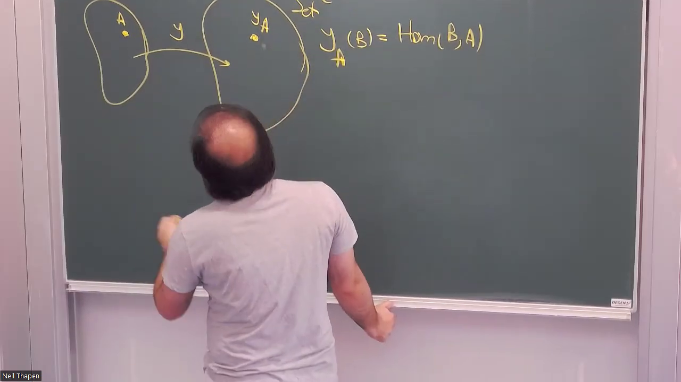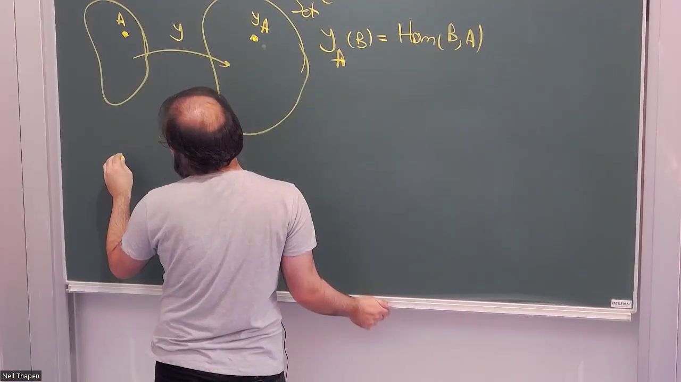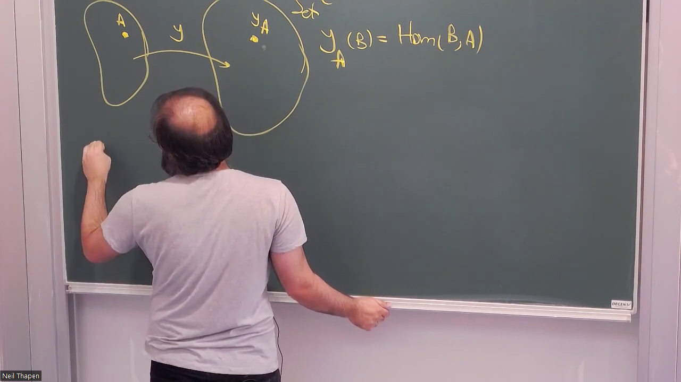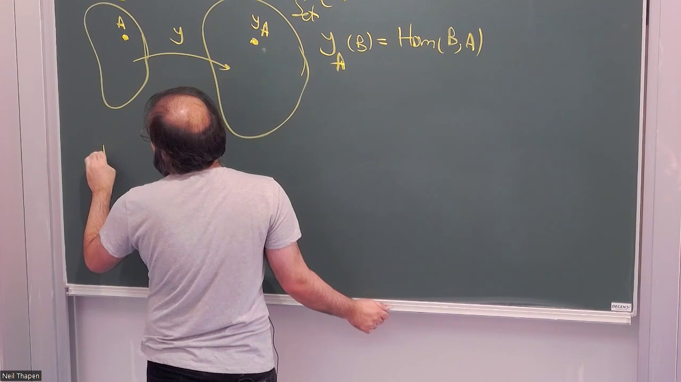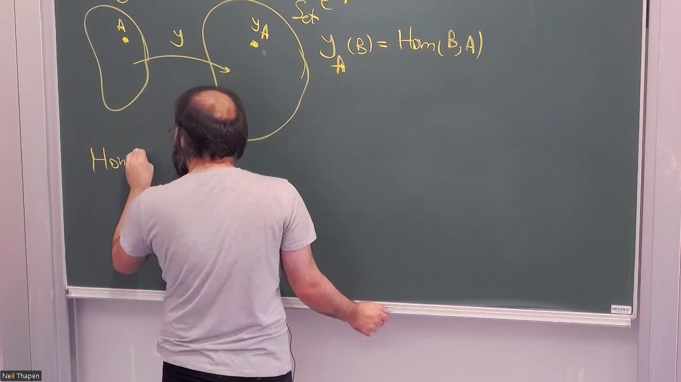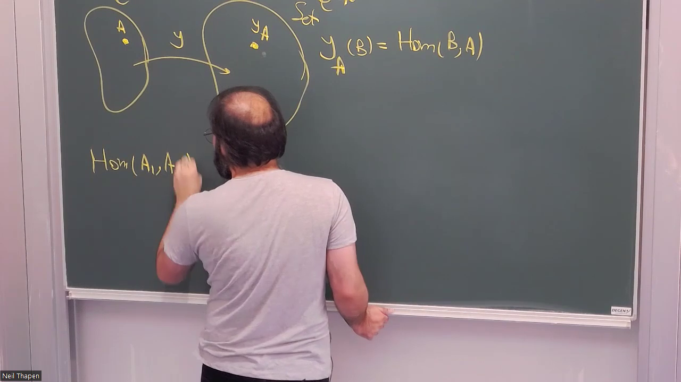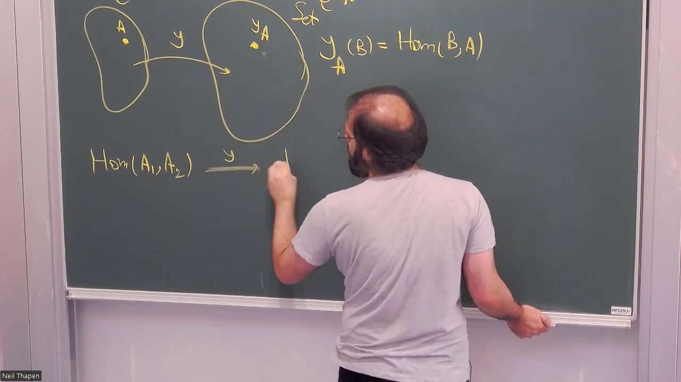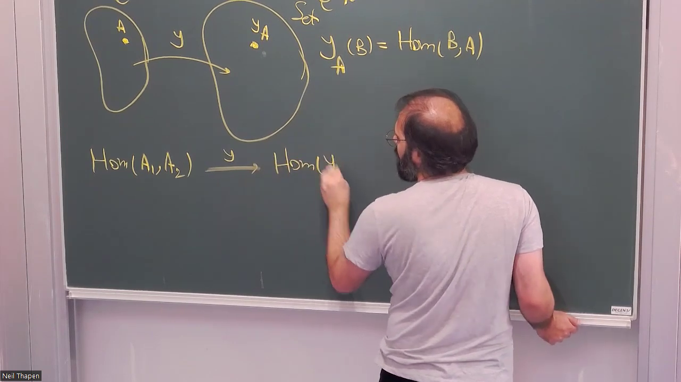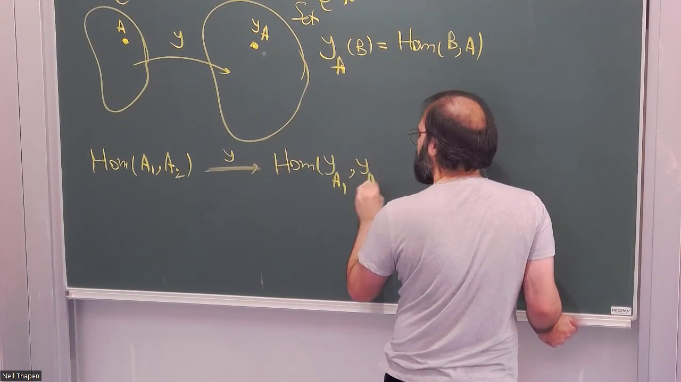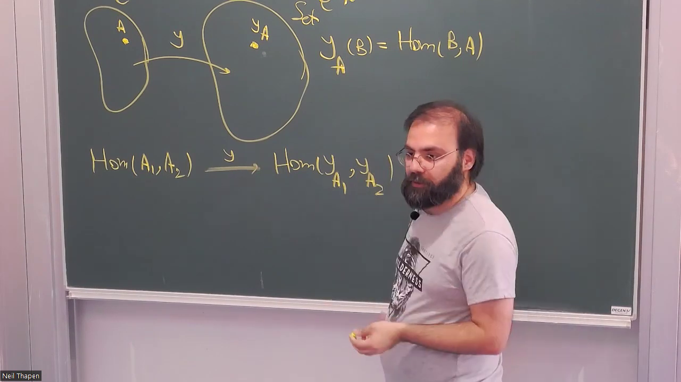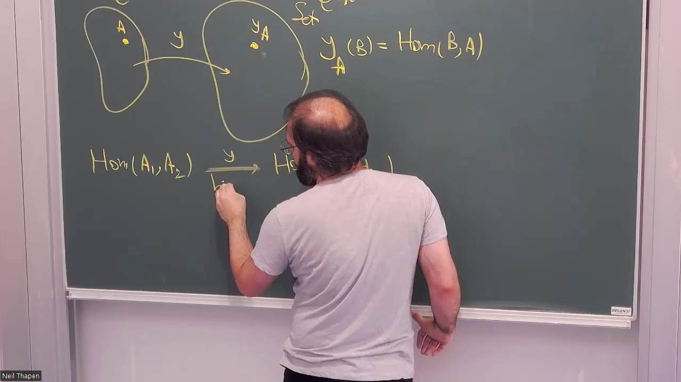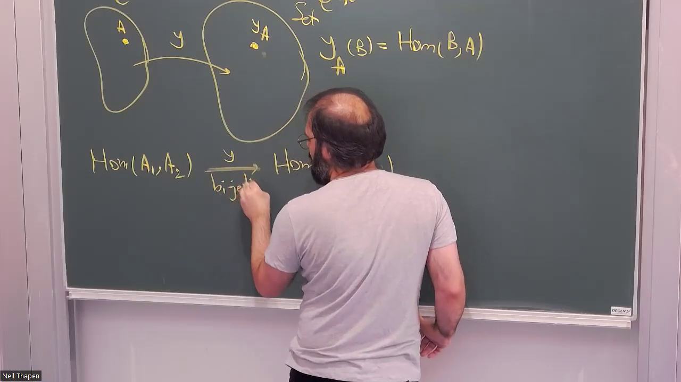We also saw that this Yoneda is actually an embedding. Meaning that if I have Hom(A1, A2), then since Y is a functor, it maps it to Hom(Yoneda A1, Yoneda A2), because it's a functor. But this Y is a bijection between them.